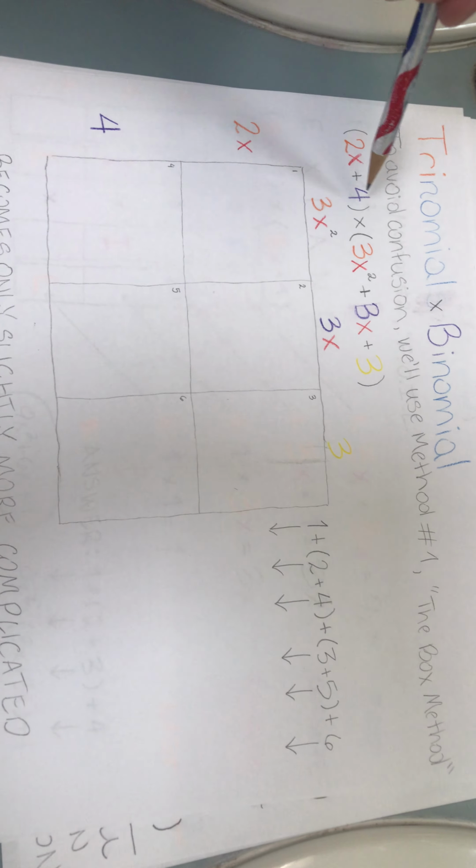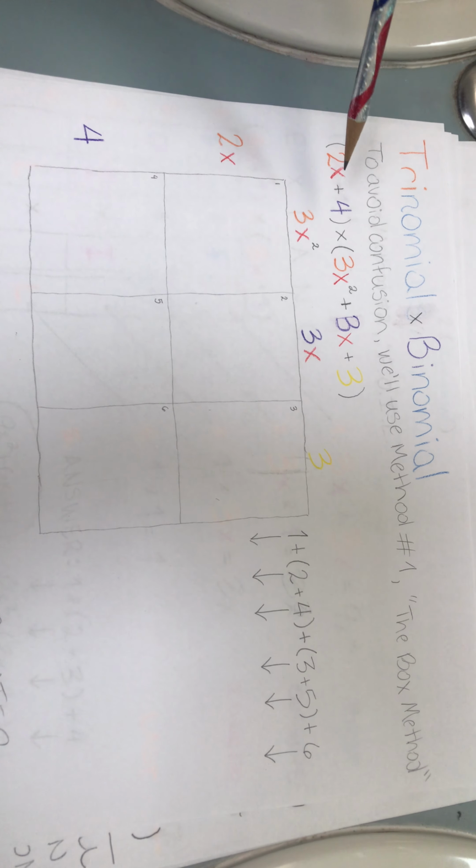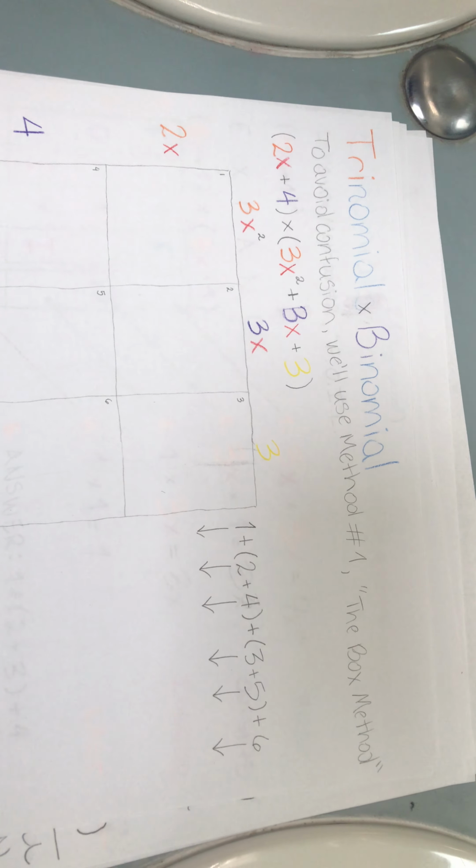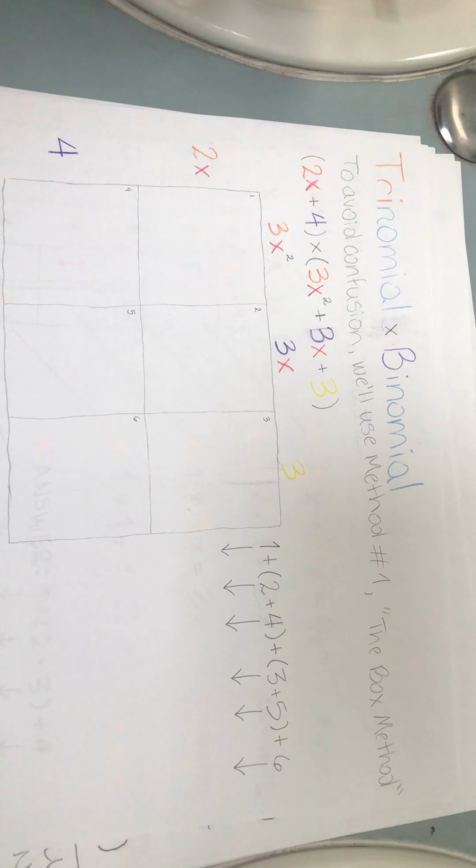We're going to use 2x plus 4. We're going to put it down here. We're going to put it vertical. And 3x squared plus 3x plus 3. We're going to put that horizontal right here.